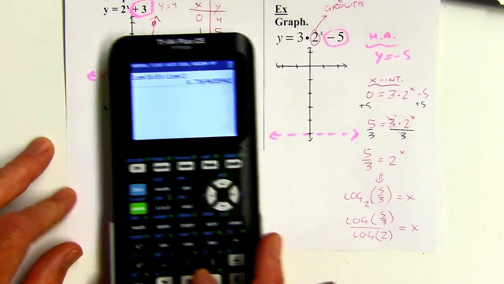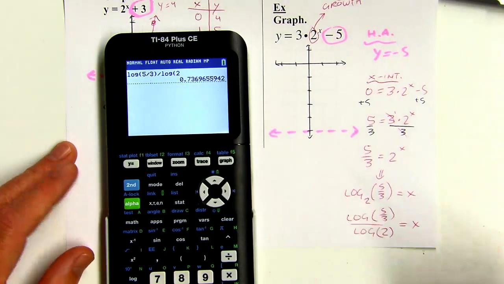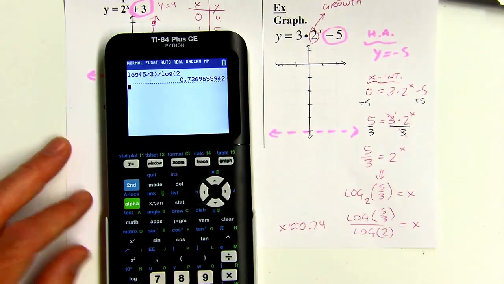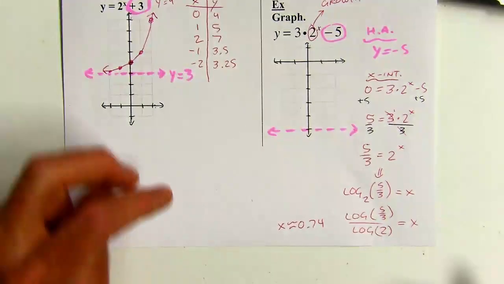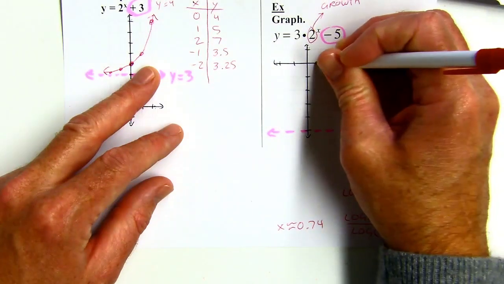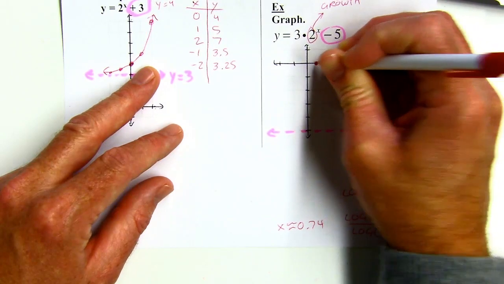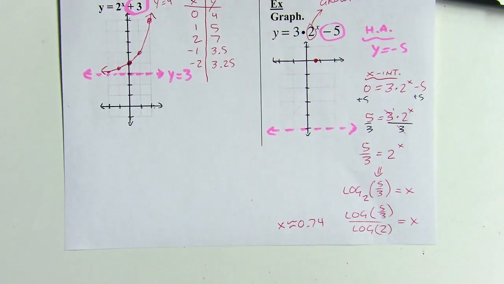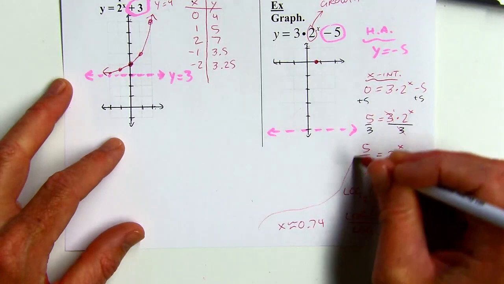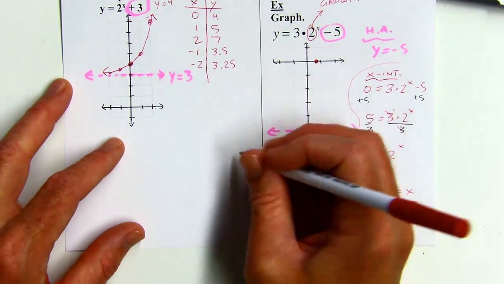So x is going to be about 0.74. Okay. All right, so 0.74 is my x-intercept. I can't do that accurately, but somewhere in there, right? About 3/4 of the way over to 1. All right, and let's find the y-intercept. So that was all for the x-intercept there. Let's find the y-intercept.